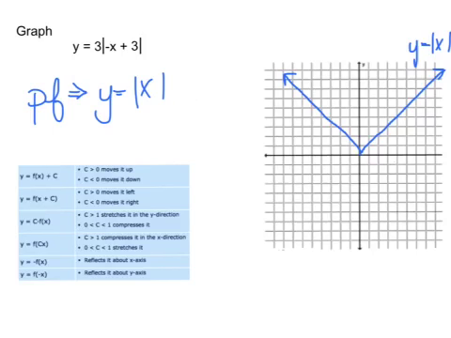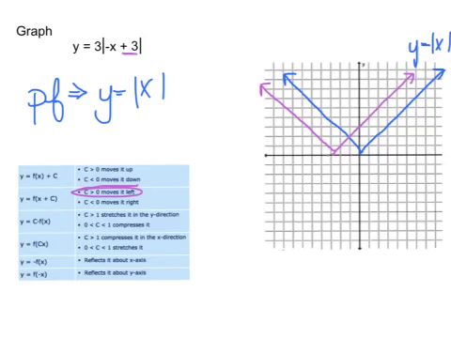If we look, we have plus 3. Since it's inside that absolute value, it's going to go left to right. A positive number moves it left. And so we're going to take our graph and go left 3 with it. 1, 2, 3. Let's redraw it moved left 3. And there we go, that's in purple.